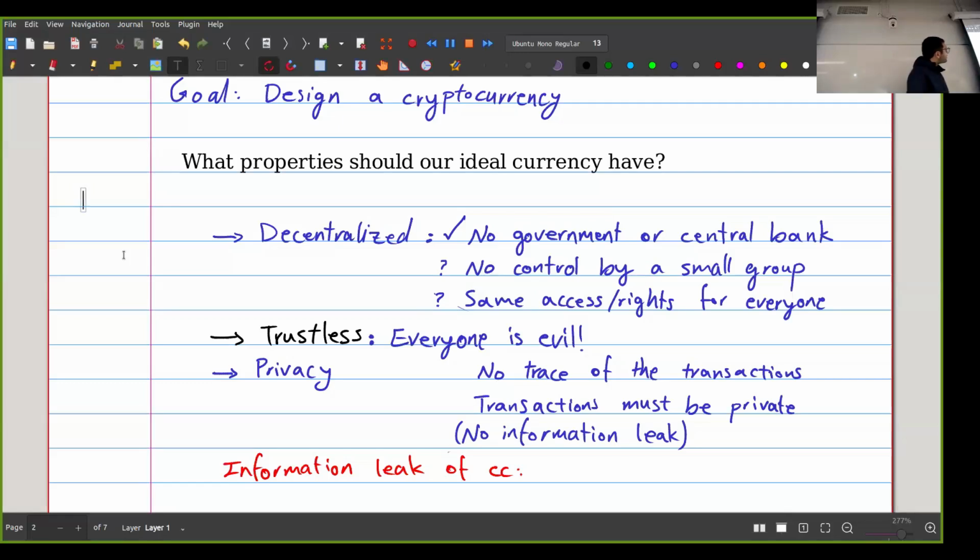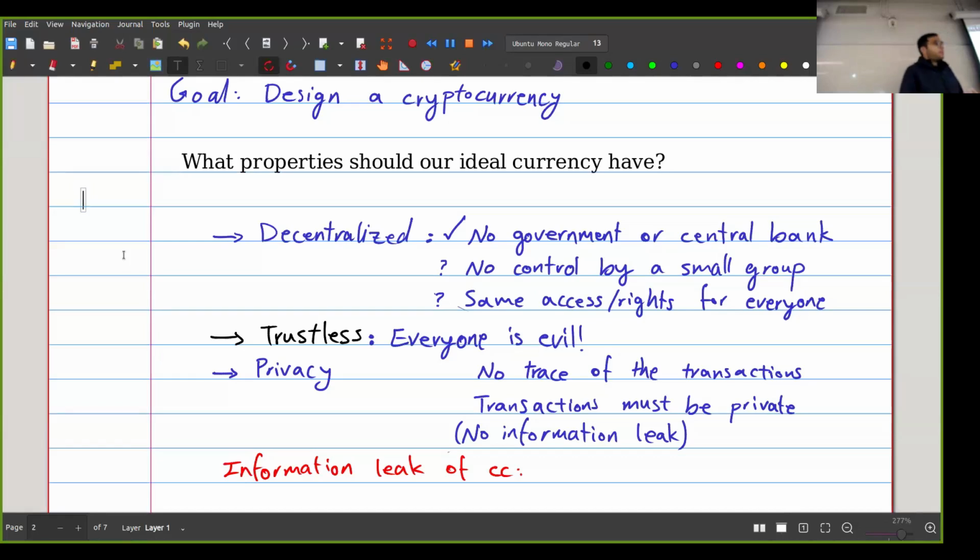Basically, the most simple definition is that I don't want to have a government or a central bank that controls my currency. Now, why do I care about this? Because imagine that I do have a central bank. The central bank can have all sorts of control over it, right? So even if I'm using cash, let's say I have Hong Kong dollars, the central bank can just print more money, create inflation, and then my money would be worth less than it was before. So I cannot have a central bank or a central government that issues the money.